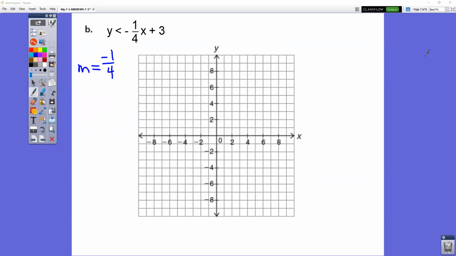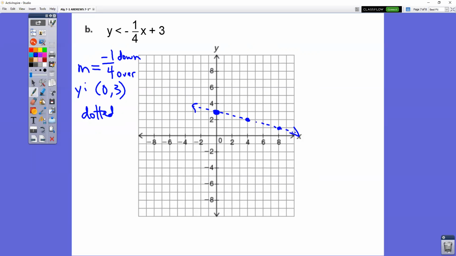So negative 1 over 4 would really mean down 1 over 4. For our y-intercept, we'd be starting at (0, 3). So starting at (0, 3) right here, we would go down 1 over 4, down 1 over 4. We have to decide dotted line or solid line. You don't see a picture of a solid line, so this one has to be a dotted line.